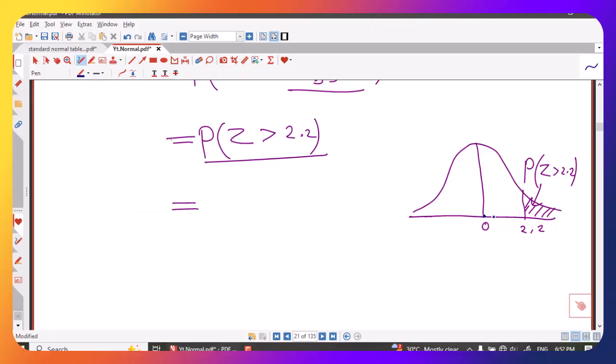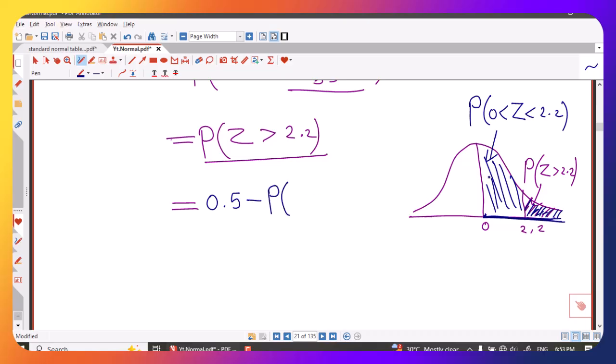We know that area to the right of 0 is 0.5 and we are interested in this much area. So this much area is area to the right of 0 minus this area, and this area is nothing but probability that Z lies between 0 and 2.2. So this I can write directly. I will subtract this much area from the area to the right of 0, which is 0.5. To calculate this area to the right of 2.2, I will subtract this much area from 0.5.